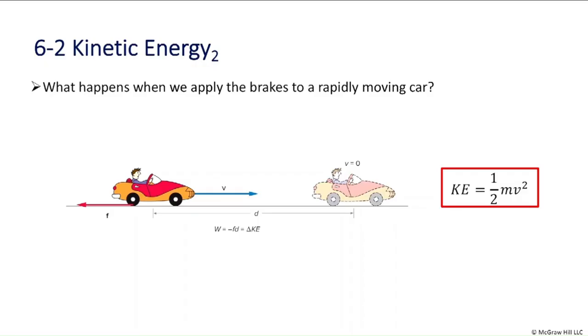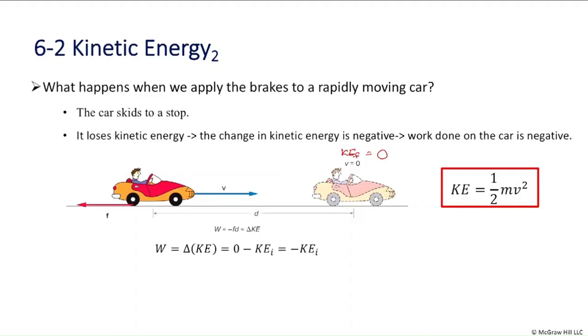Imagine a moving car. When you apply the brakes, the car skids to a stop. That means its final velocity is 0. If velocity is 0, then the final kinetic energy is also 0. Kinetic energy final is 0, right? Because velocity is 0. So the car has lost kinetic energy, right? So the change in kinetic energy here is negative.